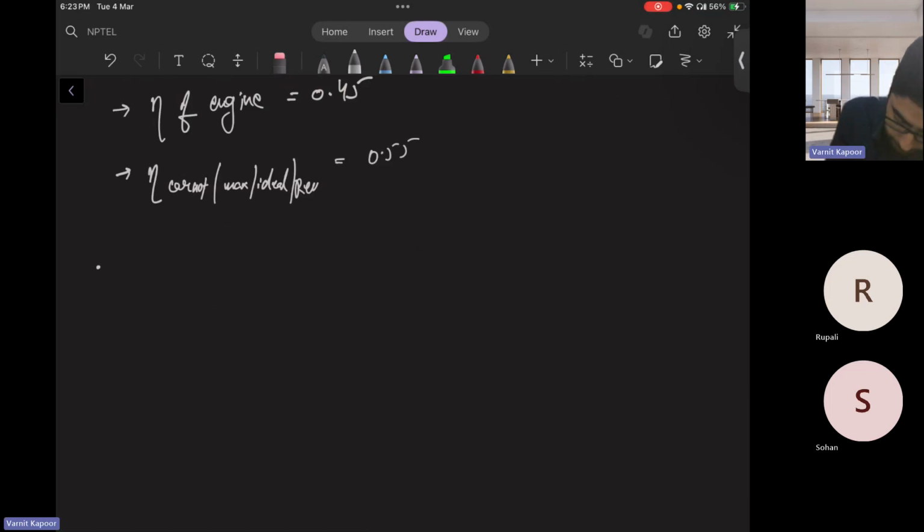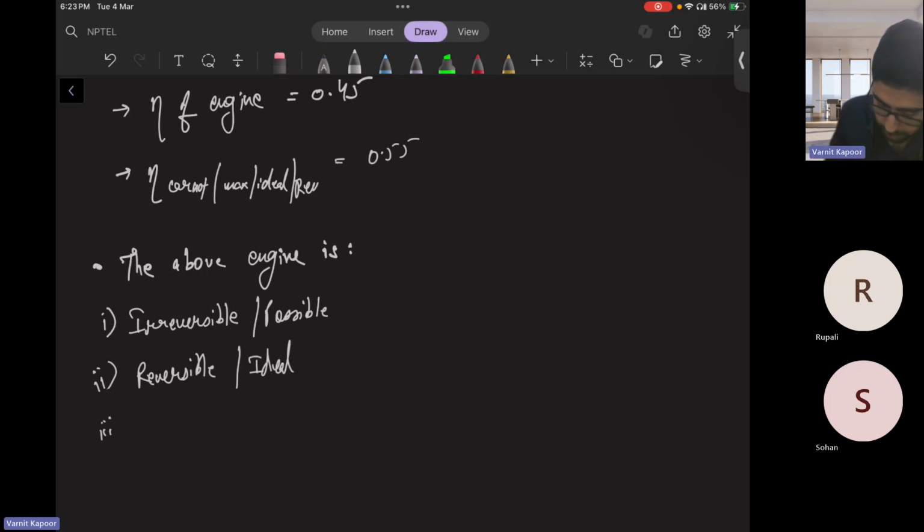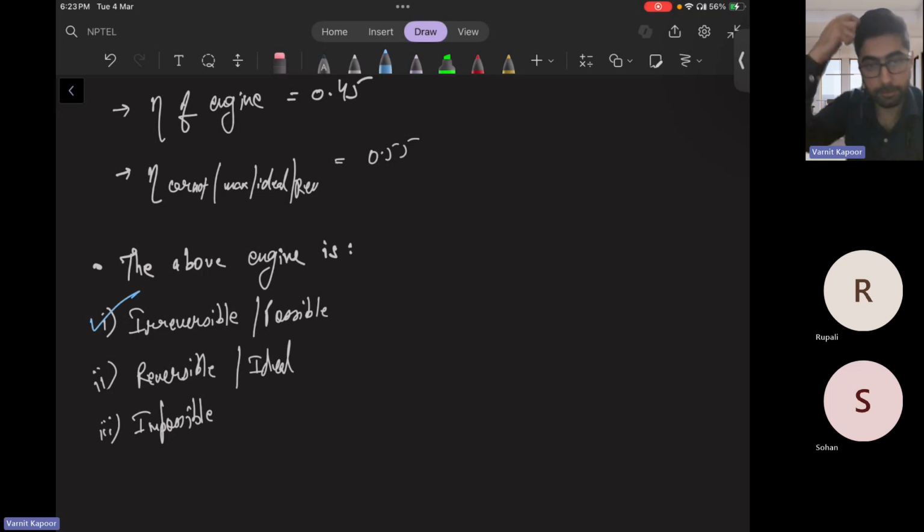So for the above engine, the options will be like this: first, irreversible, or you can say possible. Second, reversible, or you can say ideal. Third, impossible. So the correct answer is, it's an irreversible or possible engine. It's possible in practice.